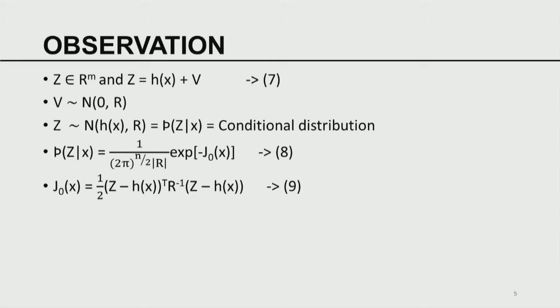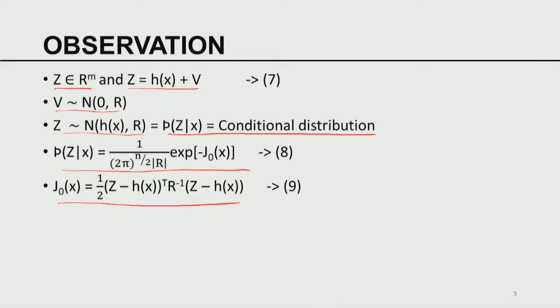Now, let us go to the observation. Z is the observation. Z is equal to h of x plus v. Z contains information about the state, so it is the indirect measurement of the state. I am going to assume V is normally distributed. Because of the additivity and the uncorrelated nature of X and V, the conditional distribution P of Z given X is given by this distribution, where J O is given by this.